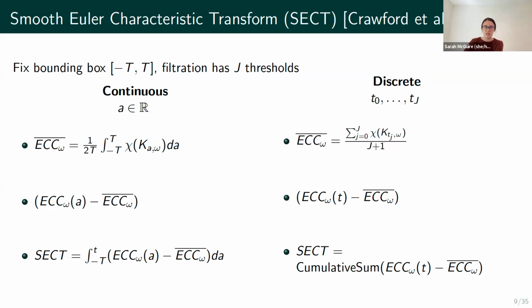So to get from the ECT to the SECT, we first have to have the ECT centered. So what we do is we compute the mean value of each Euler characteristic curve, which is just a vector. So you can just compute the average of this vector. Then we zero center each of the Euler characteristic curves using this mean, which is shown in the middle step, which is the same for the continuous or discrete version. And then finally, we get the smooth Euler characteristic curve by integrating over all of the function values in the filtration. Equivalently, in the discrete case, we're just taking a cumulative sum over the thresholds in our filtration.